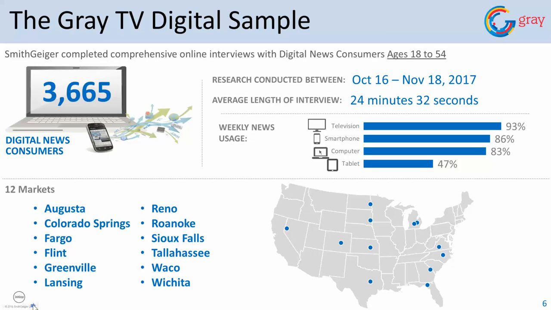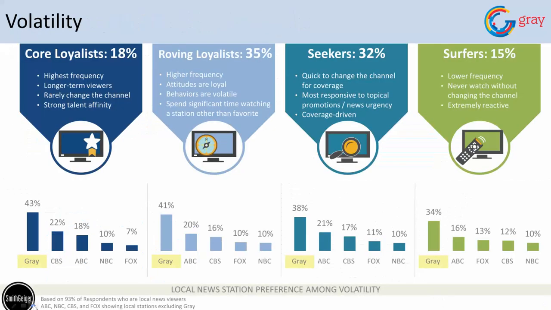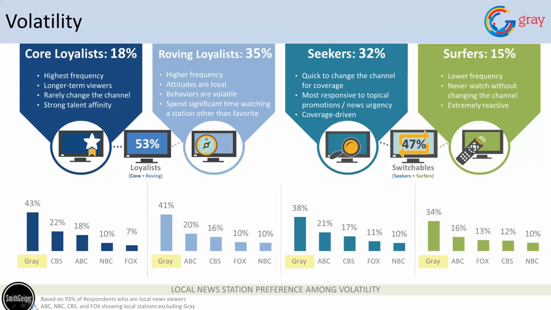I'm going to show you a couple of numbers from a study we just completed for you guys at the end of last year for all the Gray television stations listed on the screen. More than 3,600 respondents in this study, as you can see, back in October through November, between the ages of 18 to 54. And we divide the audience into four unique segments.